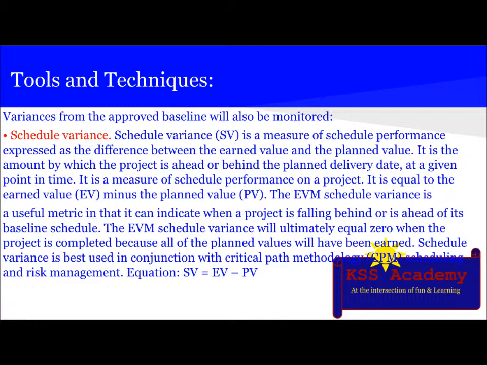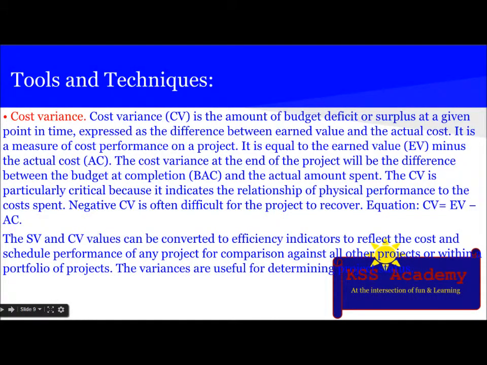It is a measure of schedule performance on a project. It is equal to the earned value EV minus the planned value PV. The EVM schedule variance is a useful metric in that it can indicate when a project is falling behind or is ahead of baseline schedule. The EVM schedule variance will ultimately equal zero when the project is completed because all of the planned value will have been earned. Schedule variance is best used in conjunction with the critical path methodology, CPM, scheduling, and risk management. Equation is given by SV = EV - PV.